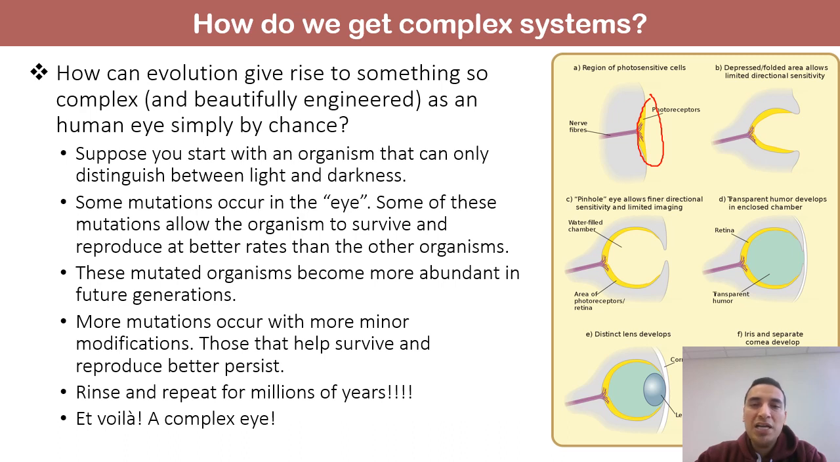How can evolution give rise to something so complex and beautifully engineered as a human eye, simply by chance? Is it because of God? Okay, let's talk about that shortly. But suppose you start with something that can only detect light and darkness, but then you get something a little bit better just by random mutation, and those are a little bit more successful, and the other ones are not so successful. So you get more offspring that inherit that trait, and you keep on doing that over millions of years, and you get a complex eye.